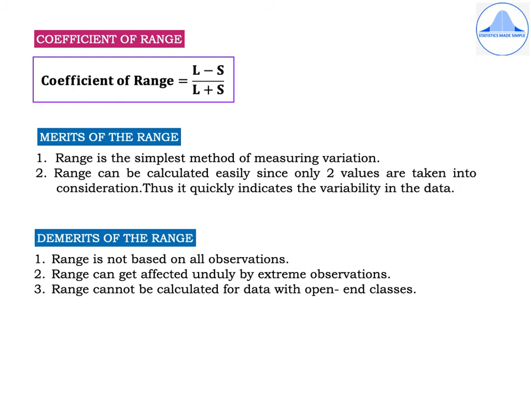Let's move on to certain merits of the range. The range is the simplest method of measuring variation. The range can be calculated easily since only two values are taken into consideration. Thus, it quickly indicates the variability in the data. Demerits of the range: the range is not based on all the observations. Range can get affected unduly by extreme observations, and range cannot be calculated for data with open-end classes.